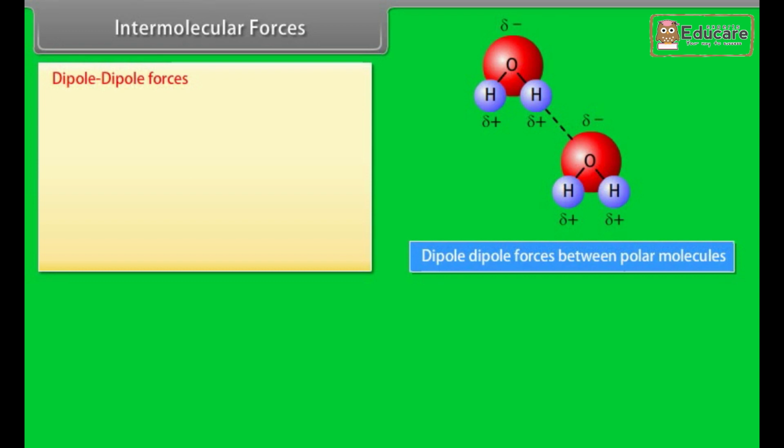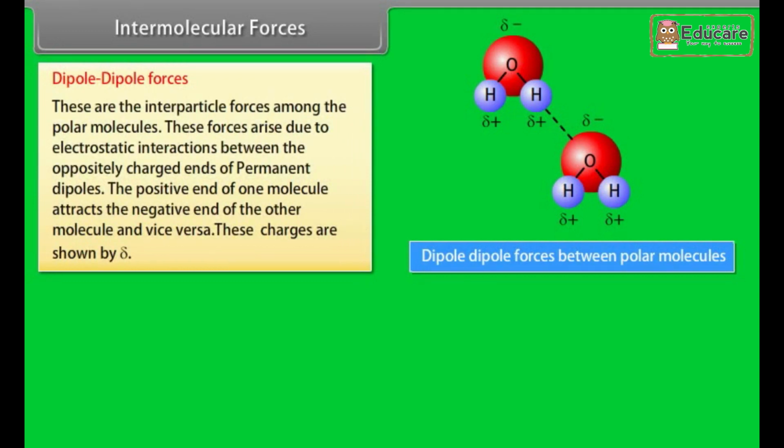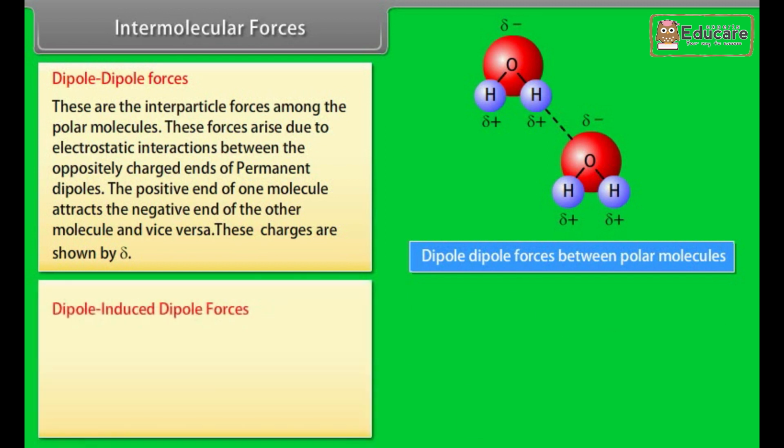Dipole-dipole forces. These are the interparticle forces among polar molecules. These forces arise due to electrostatic interactions between the oppositely charged ends of permanent dipoles. The positive end of one molecule attracts the negative end of the other molecule and vice versa. These charges are shown by delta.